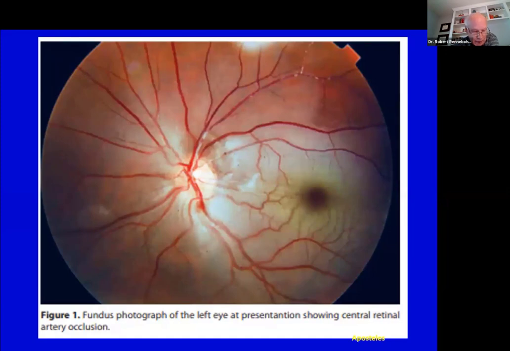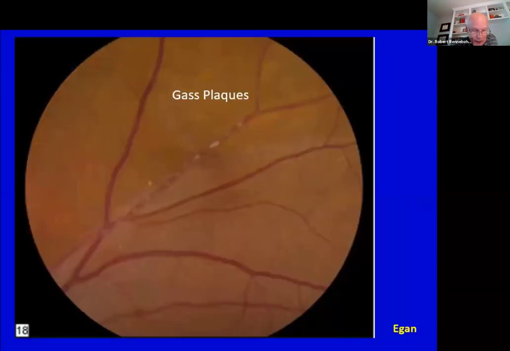Just for completeness, I should add that central retinal artery occlusion has rarely been reported in Susac syndrome, but it can occur. And also for completeness, I should mention the Gass plaques that can sometimes be seen upon simple fundoscopy. These Gass plaques are due to chronic accumulation of serous deposits along the inner walls of the arteriole.